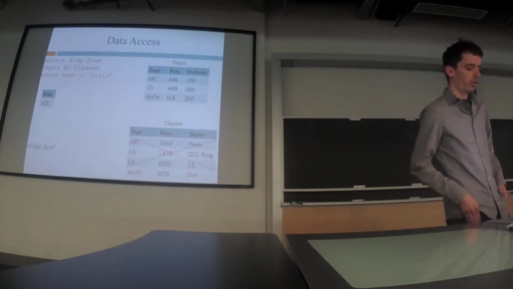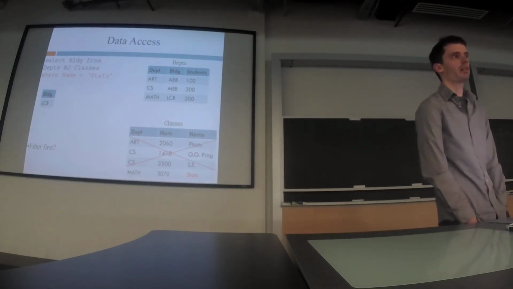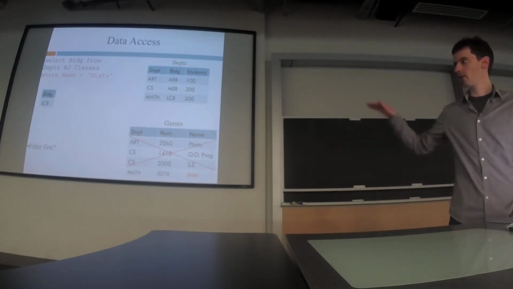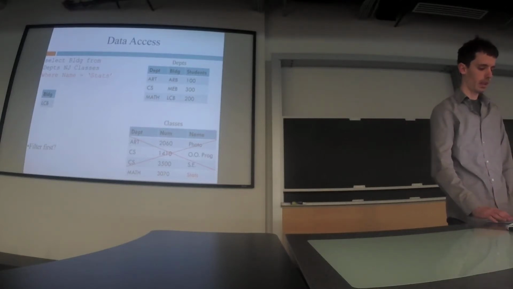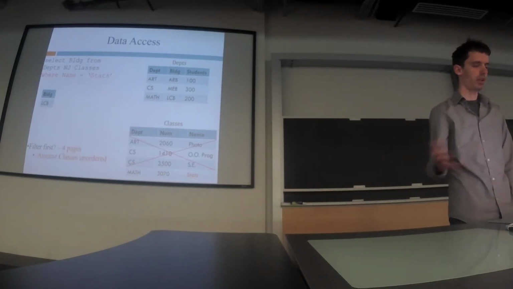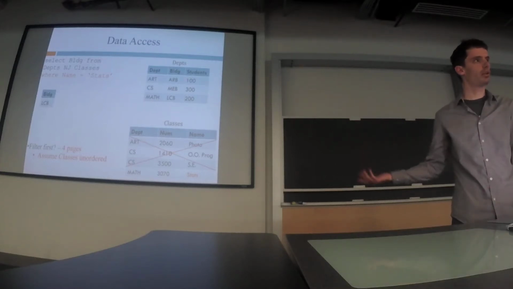What if we filter first? We know we only care about this stats class. So what if we somehow eliminate these 3 rows and just find the stats class? Assuming we don't know anything about the order, that's still 4 pages.